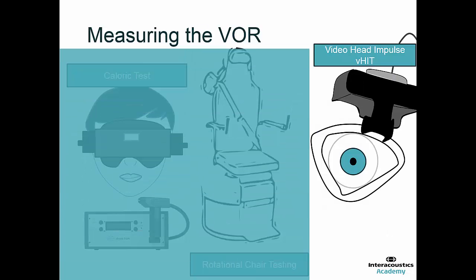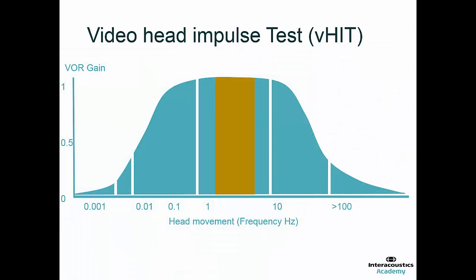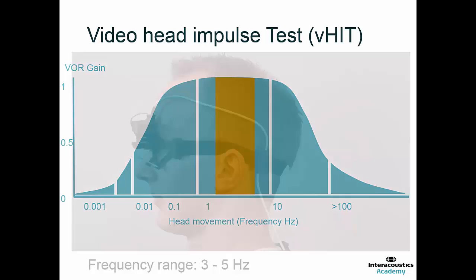Lastly, we have the video head impulse test. The video head impulse test is a high frequency test of vestibular function. You can see that it's covering the frequency range from 3 to 5 Hz. And this is where the VOR gain is working at its best.